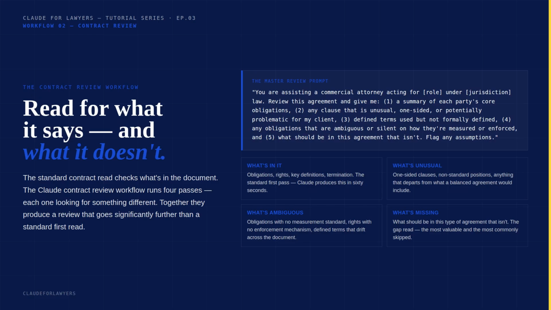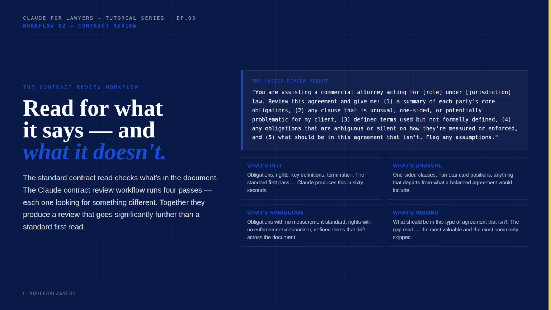Workflow 2. Contract review. The standard contract read checks what's in the document. The Claude contract review workflow runs 4 passes, each one looking for something different. Together, they produce a review that goes significantly further than a standard first read.